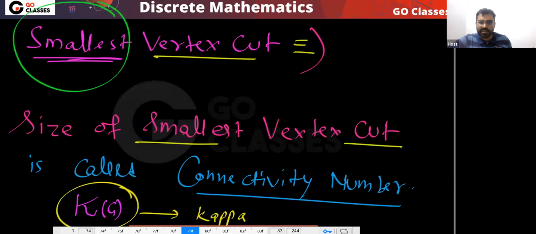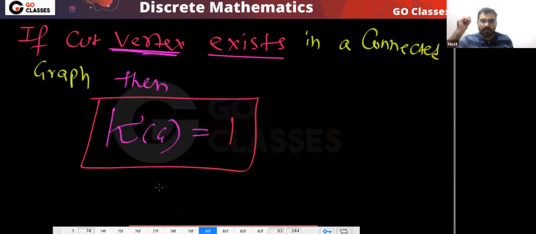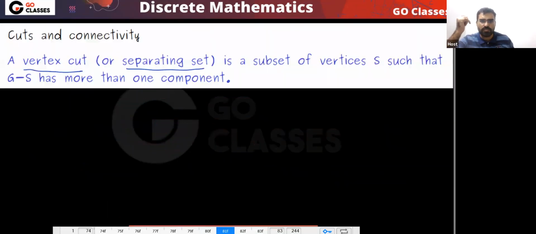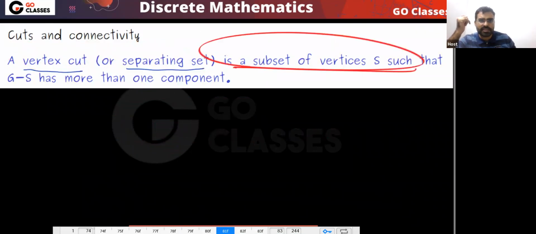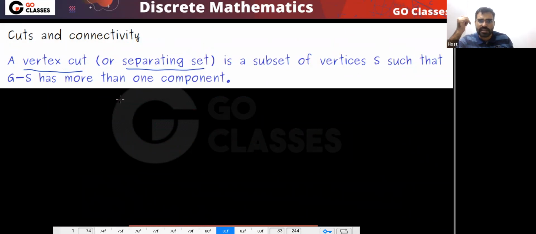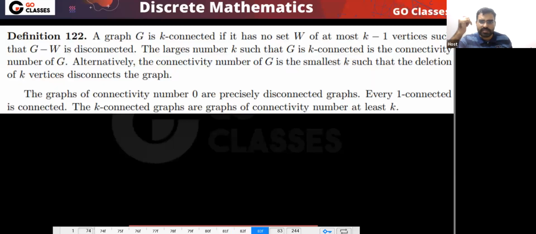So you can notice, the connectivity number is the smallest vertex cut. This is the definition of a vertex cut, or separating set. This is a set of vertices S in a connected graph such that G minus S has more than one component. This is for connected graphs, so it means the graph will become disconnected.